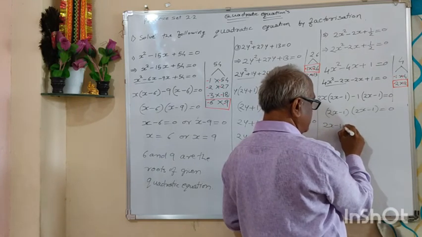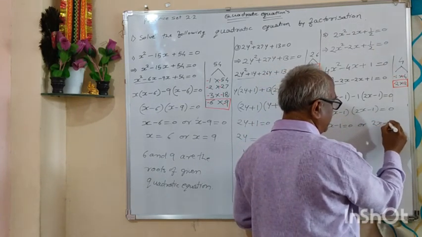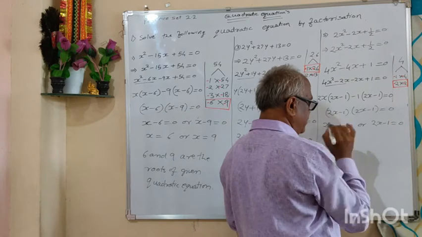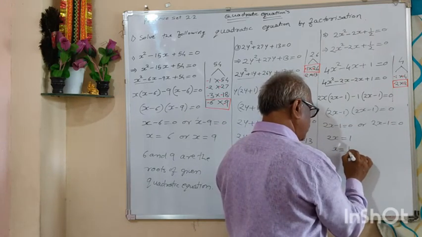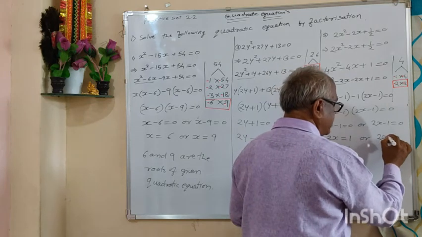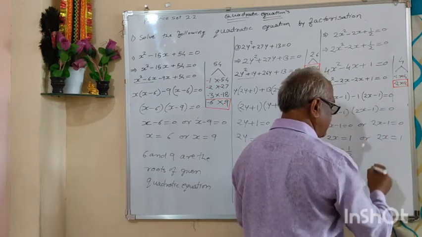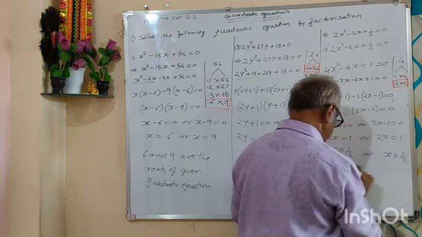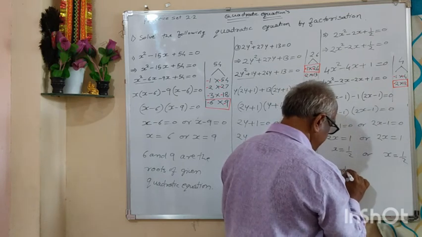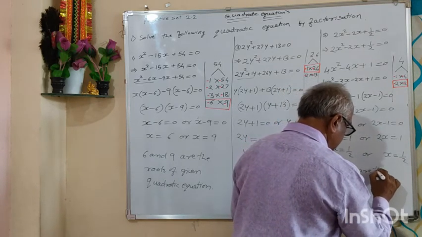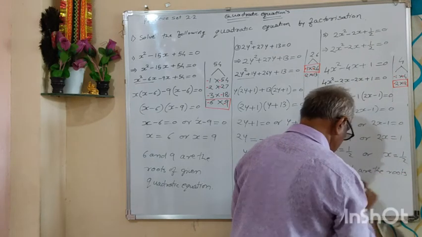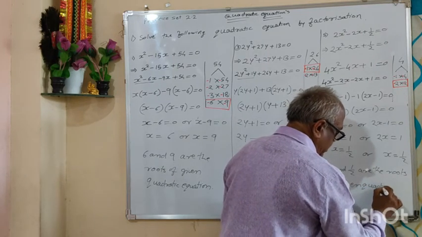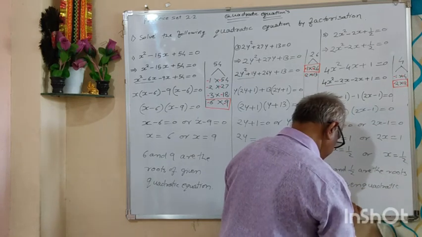That is, 2x minus 1 is equal to 0, or 2x minus 1 is equal to 0. 2x is equal to this minus 1 shifted, it becomes plus 1, so x is equal to 1 upon 2. Or 2x minus 1 shifted to the other side becomes plus 1, then x is equal to 1 upon 2. Then 1 upon 2 and 1 upon 2 are the roots of the given quadratic equation.